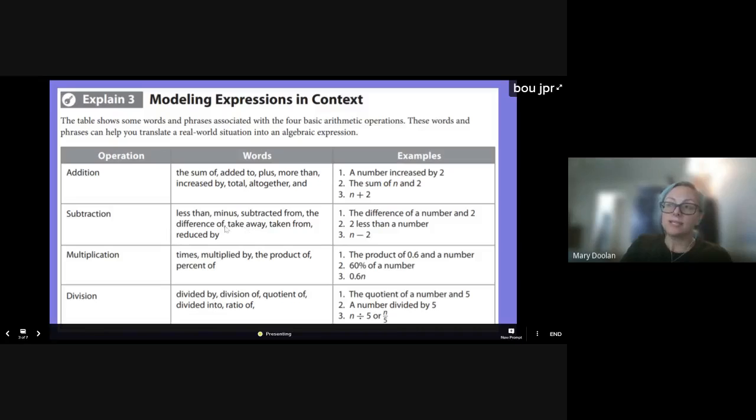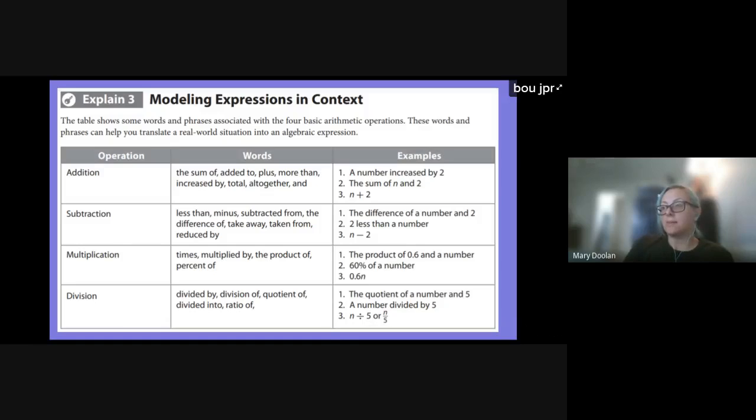Subtraction: less than, minus, subtracted from, the difference of, take away, taken from, reduced by. Those all mean that you're using subtraction. And you also have some examples here of what that might look like. So 2 less than a number is n minus 2. The difference of a number and 2 is n minus 2. Notice that when you do subtraction, the order is really important because the order that you subtract will depend on if you get a positive answer or a negative answer, maybe.